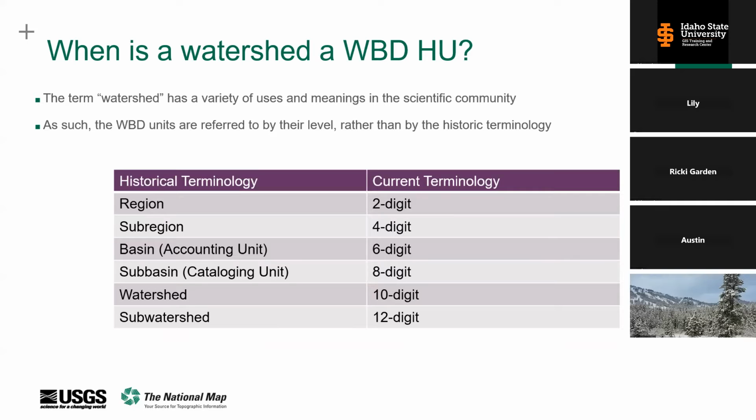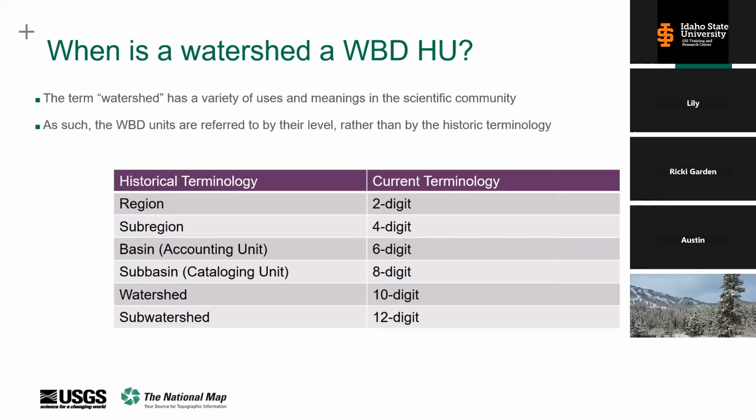So when is a watershed considered a WBD hydrologic unit? Now, as many of us know, the term watershed has a variety of uses and meanings in the scientific community. And as such, the WBD units are referred to by their level rather than by our historic terminology. So over time, we've changed how we refer to the different subdivisions of the WBD hydrologic unit levels. Our historic terminology was the region, the subregion, the basin, the subbasin, the watershed, and the subwatershed.